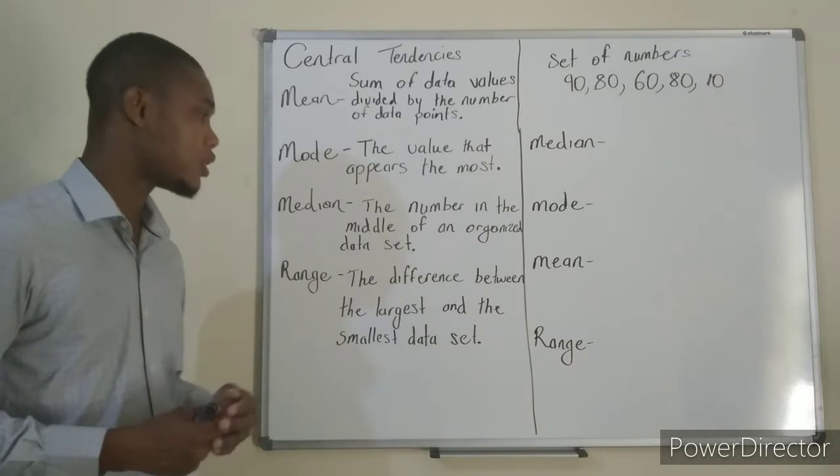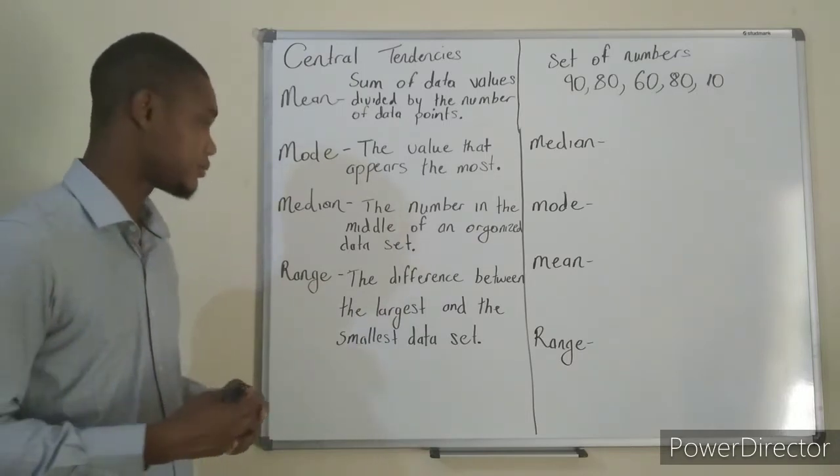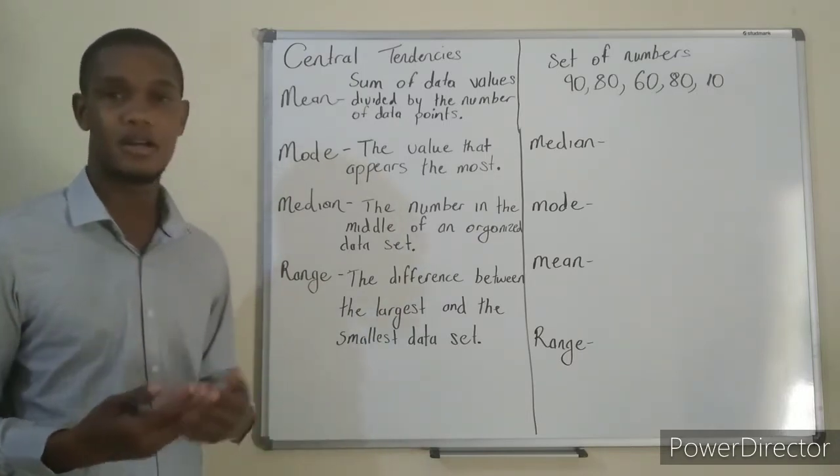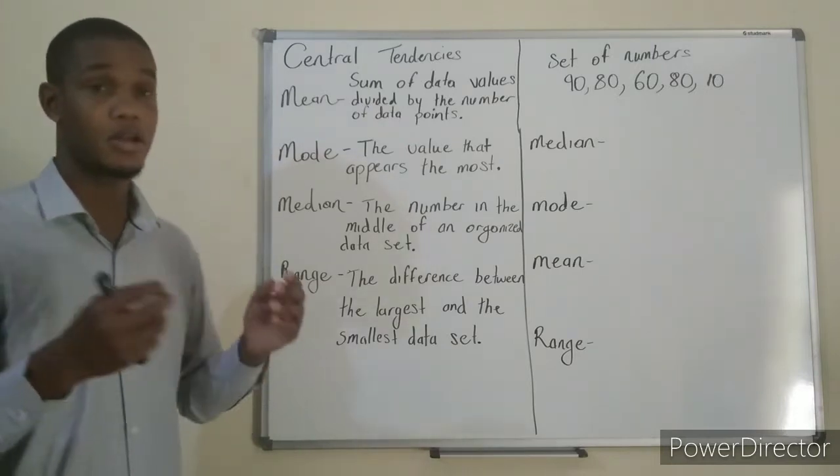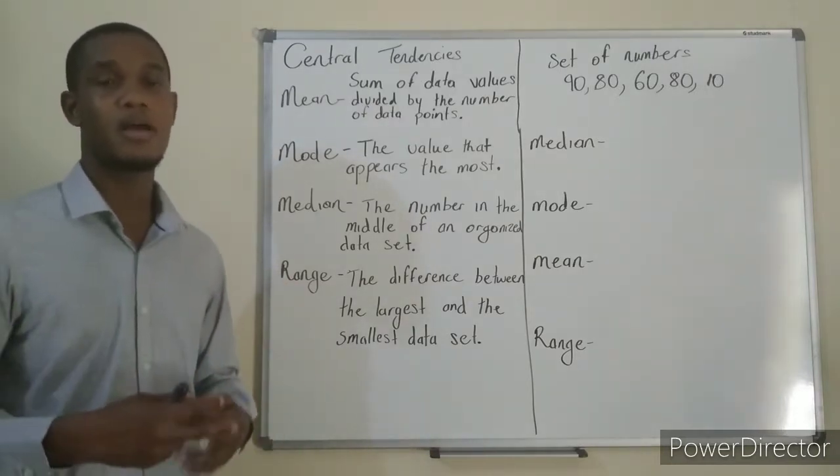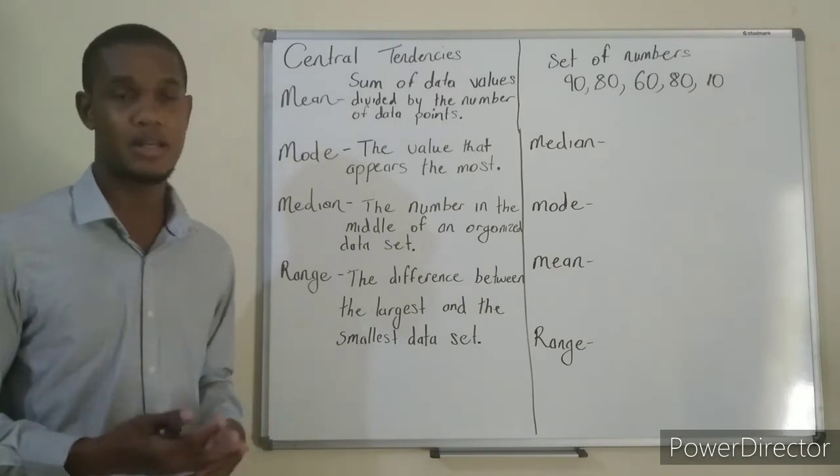Range, the difference between the largest and the smallest value in the data set. You take the largest number and the smallest number found in the data set and subtract them.